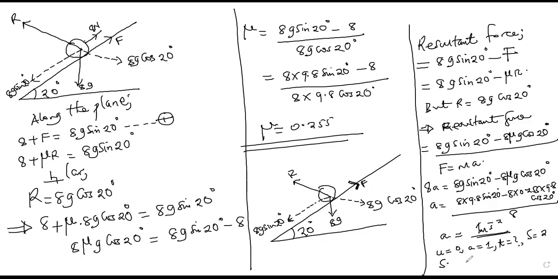S is equal to ut plus a half at squared. Substitute. Let me complete it from here. Are you getting me well?